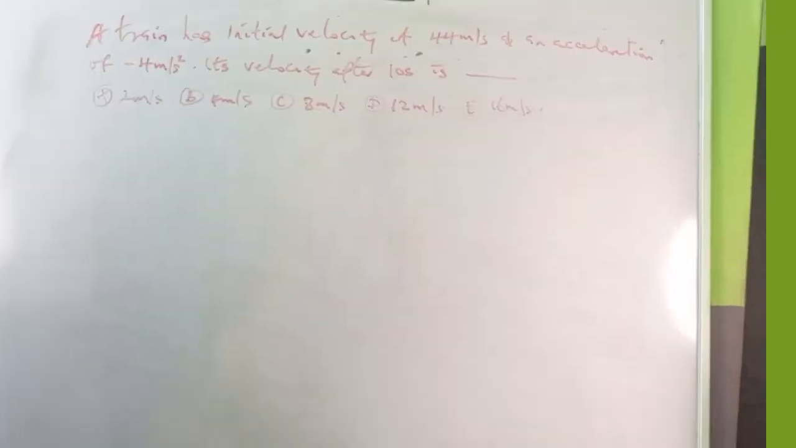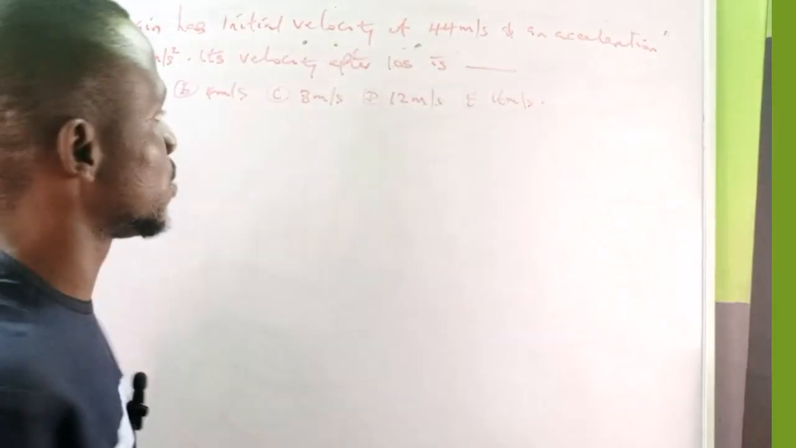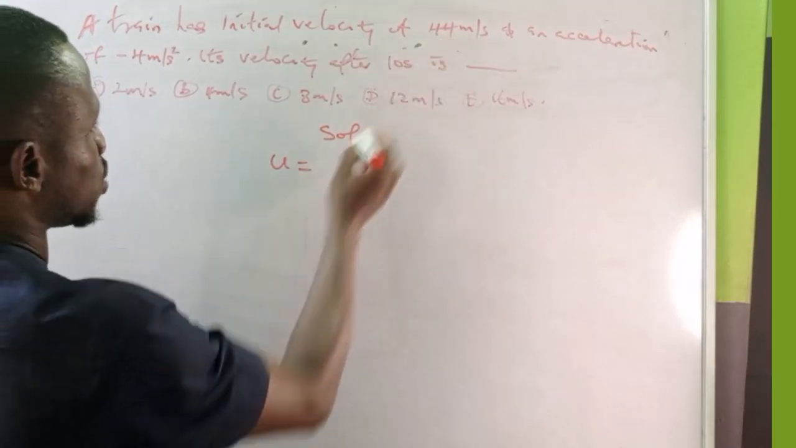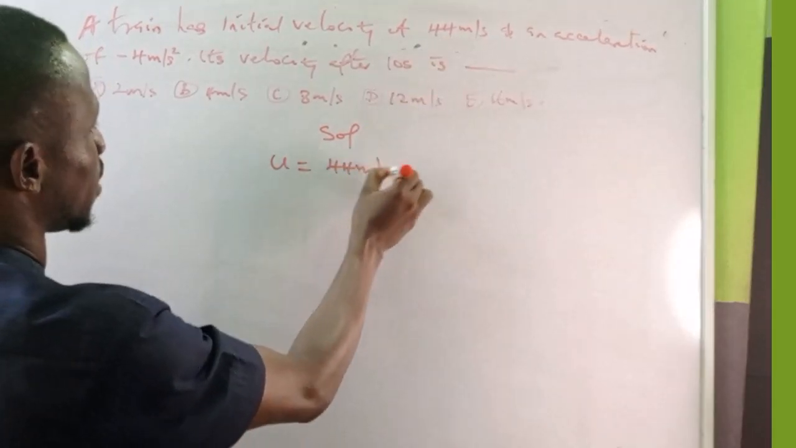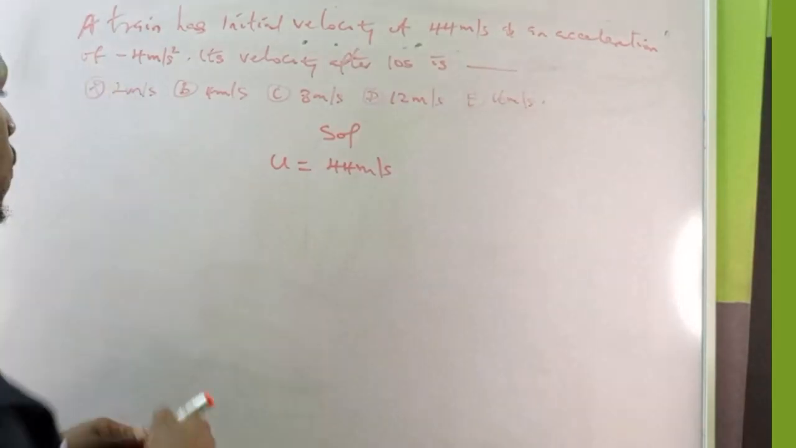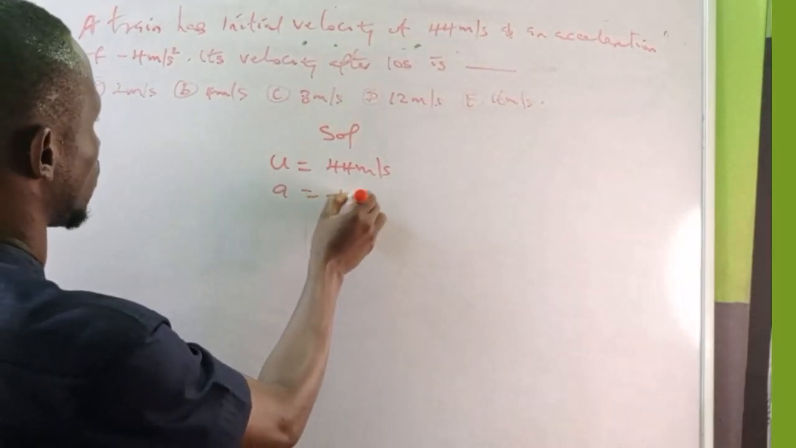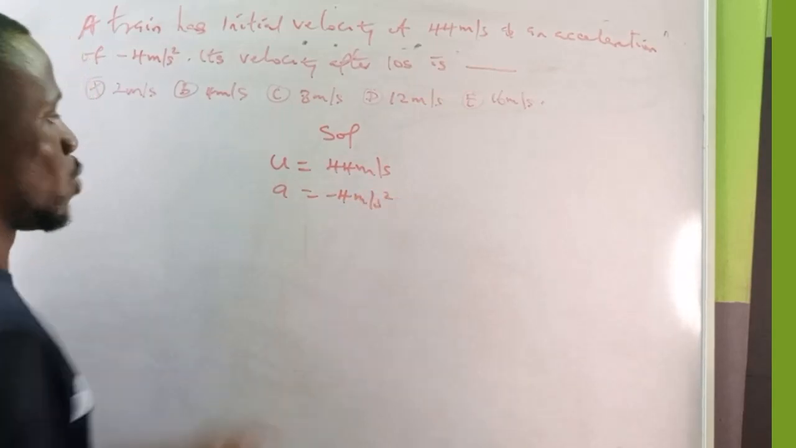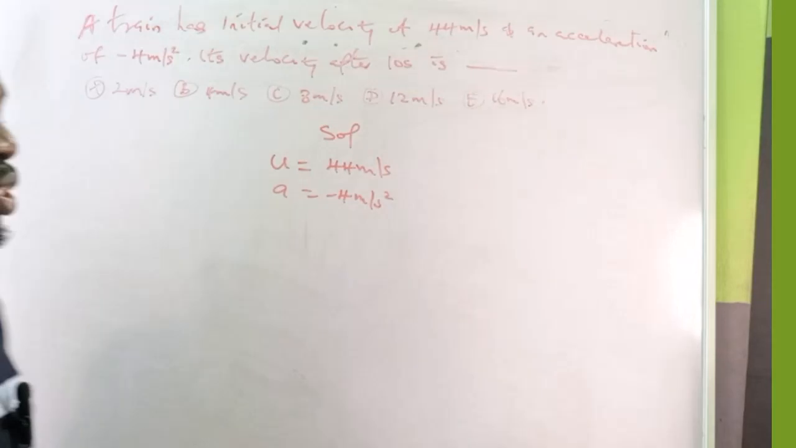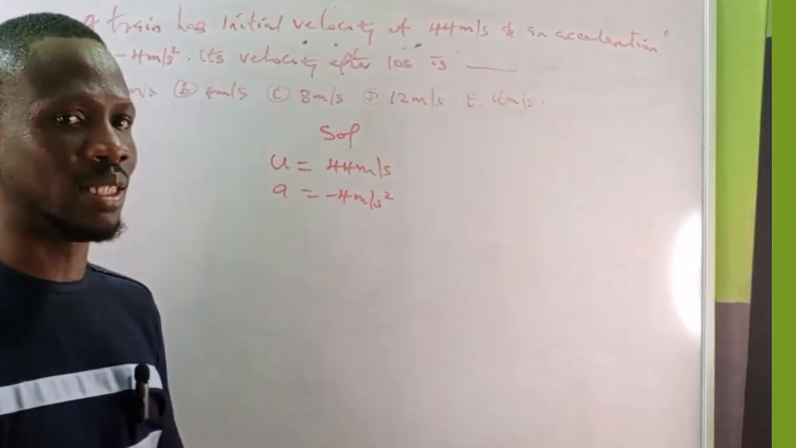Okay, look at this one. A train has an initial velocity. What is the initial velocity? u is 44 meters per second, and an acceleration of minus 4 meters per second squared. Whenever you have a minus in acceleration, it means that it is coming to rest, it is decelerating.